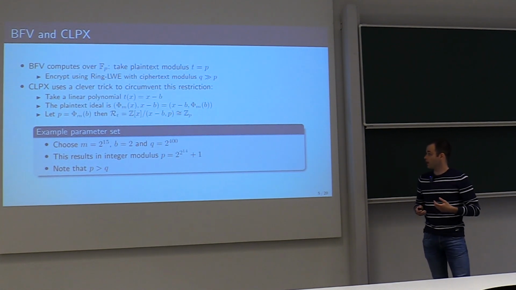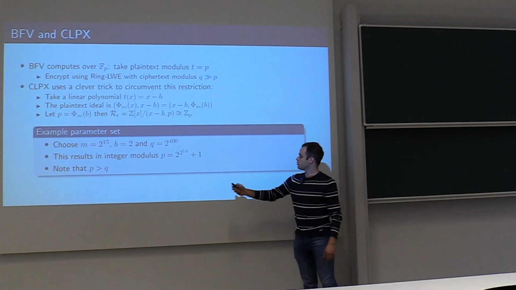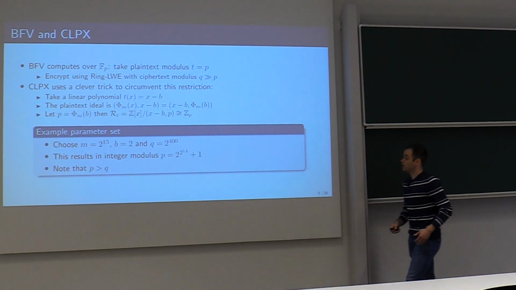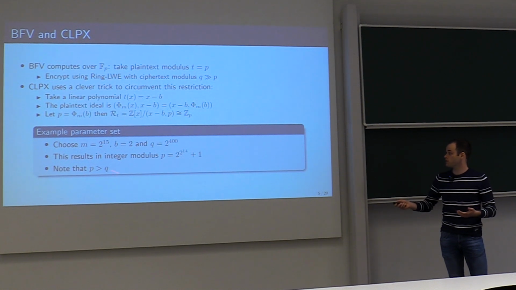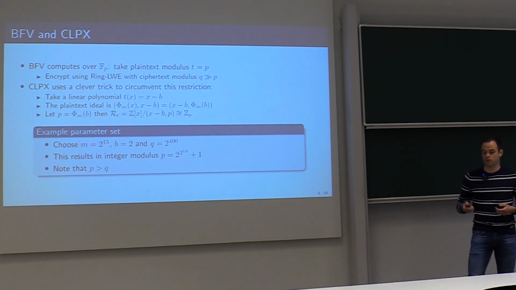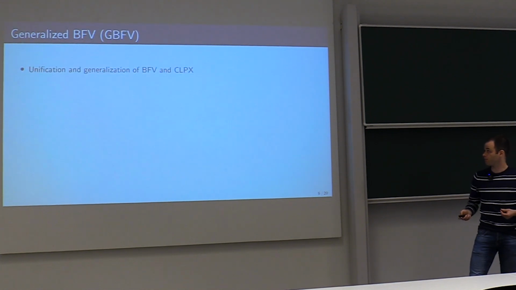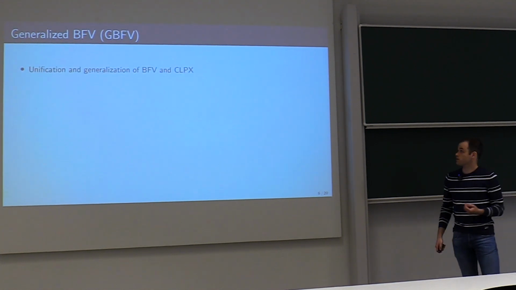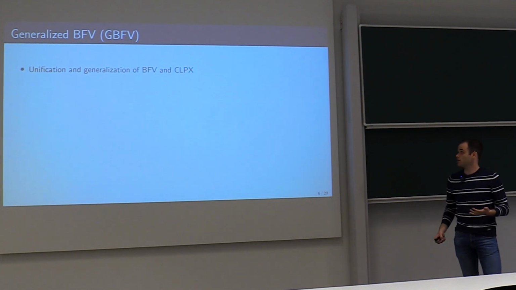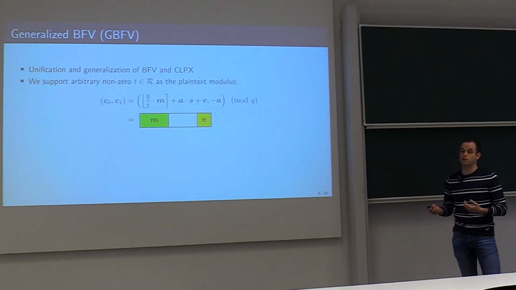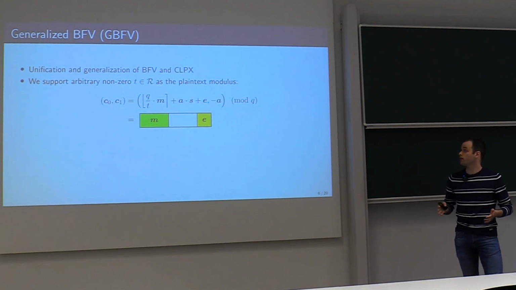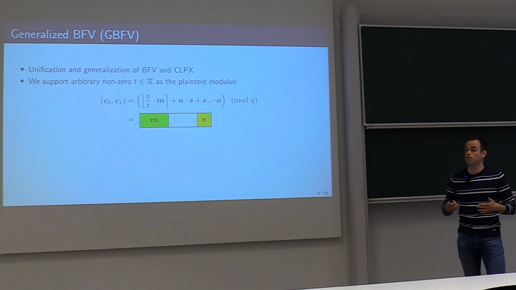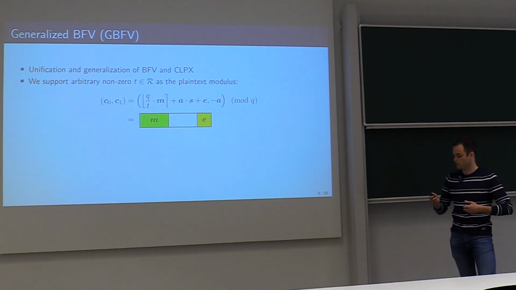Okay, earlier I gave this parameter example where we had this huge value for p here. And here in this box, you can see that we indeed overcame the BFV restriction since p is greater than q, which is simply impossible in regular BFV. Our generalized BFV scheme is a unification and generalization that covers both BFV and CLPX. In particular, we support arbitrary non-zero plaintext moduli. Now, I have to say that the encryption and decryption generalize pretty trivially, so they will not be the focus of this presentation.